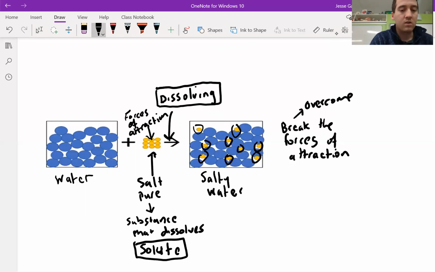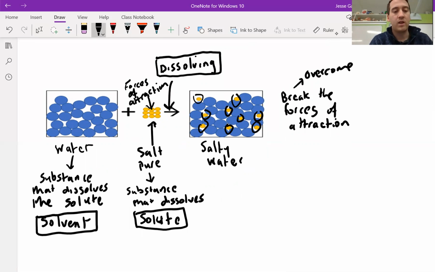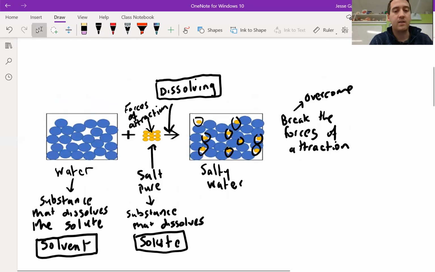The water, in this case, is the substance that dissolves the solute. We call the substance that dissolves the solute the solvent. The water in this case is called a solvent.